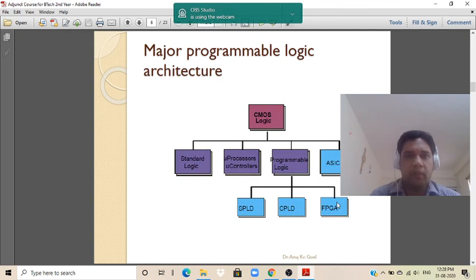Then the major programmable logic architectures, as I told you, fall into 4 categories: standard logic, microprocessor and controller, programmable logic, and ASIC. In programmable logic we have SPLD, CPLD, and FPGA.